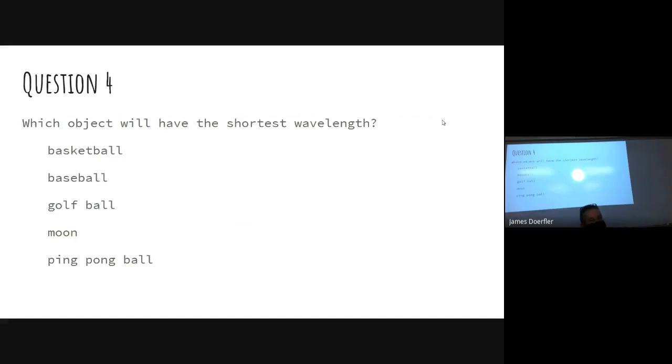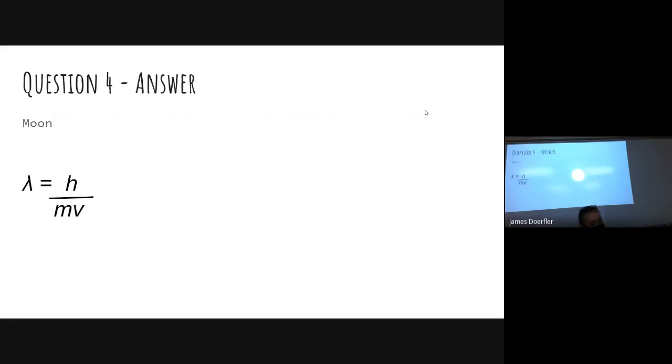Next, which object will have the shortest wavelength? This goes back to de Broglie, and he talked about how basically if light can behave like matter, then matter should have some wave-like properties. So we've got a basketball, baseball, golf ball, the moon, and a ping pong ball. Which will have the shortest wavelength? According to de Broglie, the moon will.